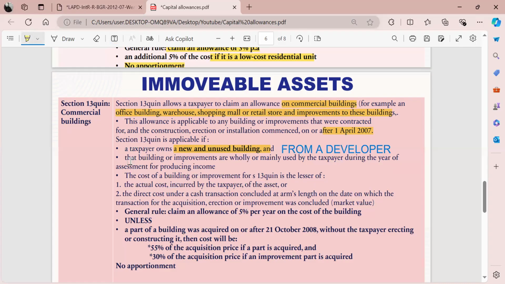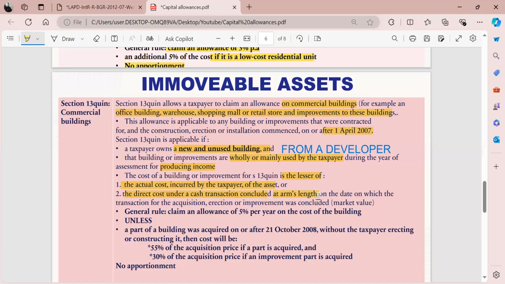Section 13 quin is also applicable if that building or the improvements are wholly and mainly used by the taxpayer during the year of assessment for producing income. So if it's a block of offices, it has to be generating some form of income. If it's a warehouse, it has to be generating some form of income. The cost of a building or improvement for Section 13 quin is the lesser of the actual cost incurred by the taxpayer or the direct costs under a cash transaction concluded at arm's length.